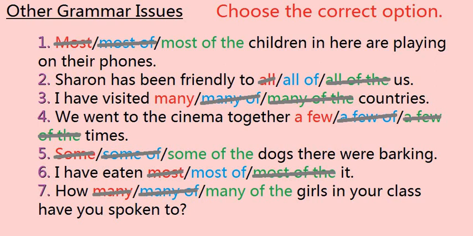6. I have eaten most of it. Most of, because it is a pronoun. And 7. How many of the girls in your class have you spoken to? So I'm using many of the, because the girls are in your class. That's the specific girls.